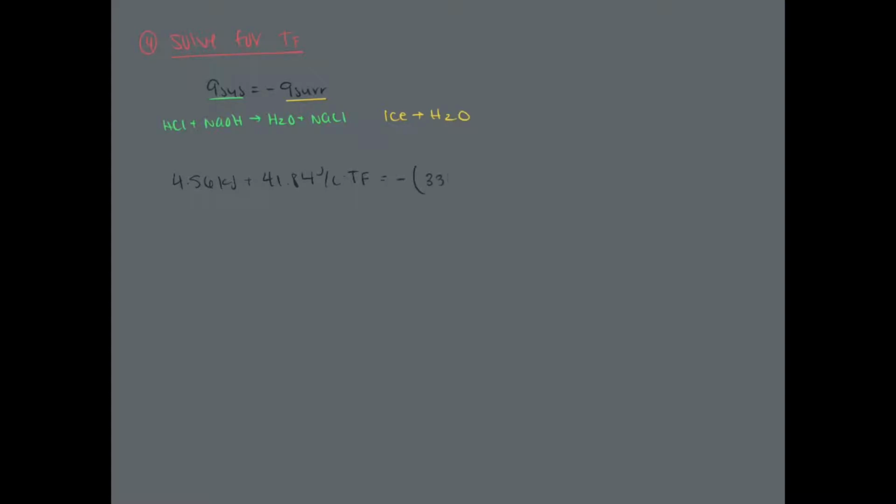That's going to be negative 334.72 joules per degree Celsius times final temperature minus 8.05 kilojoules per mole. My bad, kilojoules per mole. Units are important. So now we're going to just distribute this negative to the right side of the equation. That is going to get negative 334.72 joules per Celsius times final temperature plus 8.05 kilojoules per mole. That's going to be equal to the same thing: 4.56 kilojoules plus 41.84 joules per Celsius times the final temperature.